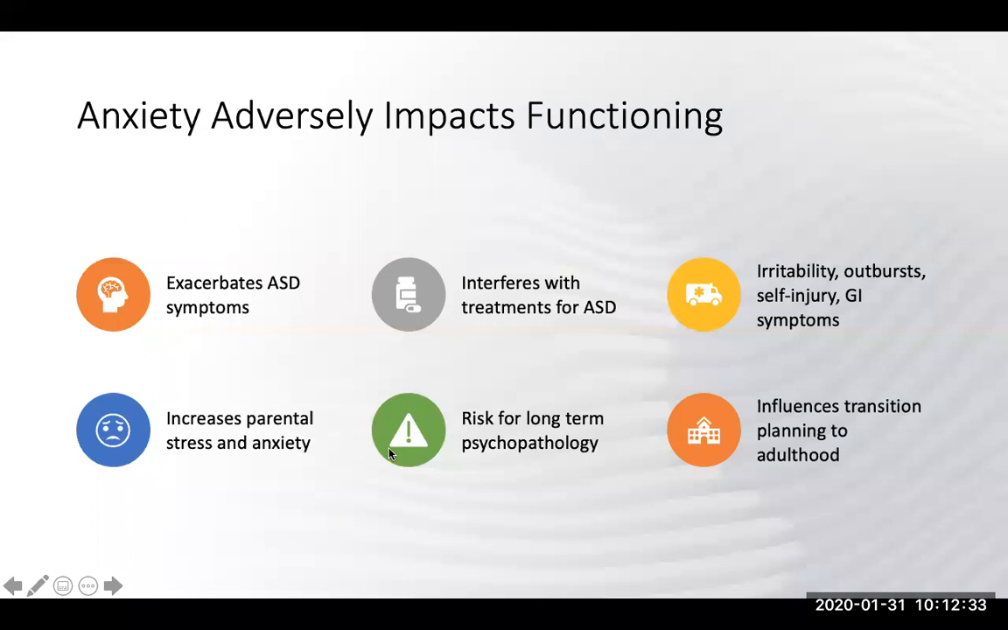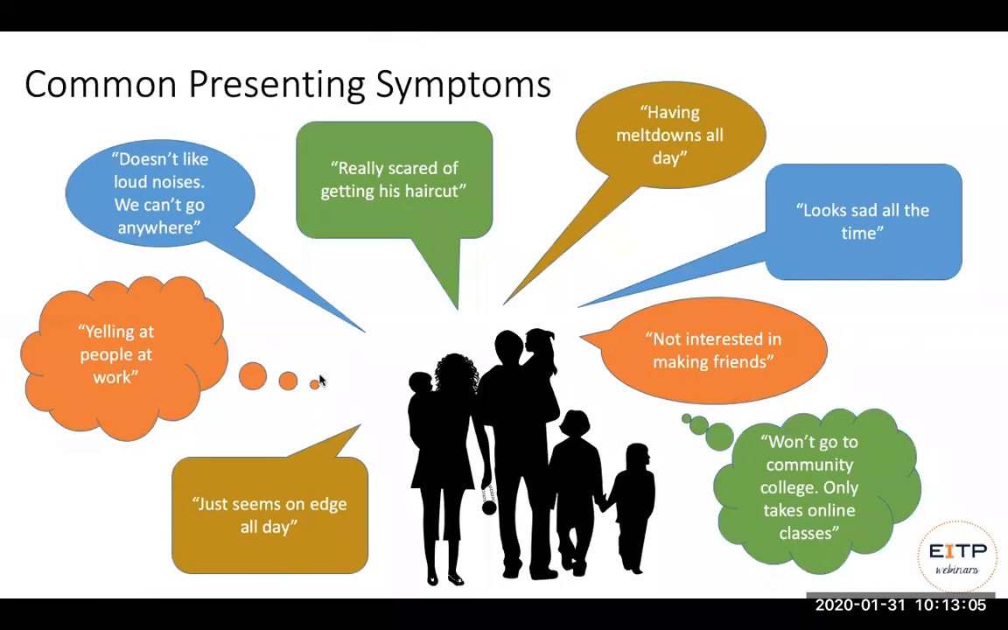So what does anxiety do to people with autism? It aggravates their autism symptoms. It interferes with treatments like ABA, speech, occupational therapy. It causes irritability, outbursts, self-injury behaviors. It increases parental stress. It tells you that they are at risk for long-term psychopathology. And also, as you get older, it influences the transitions to adulthood.